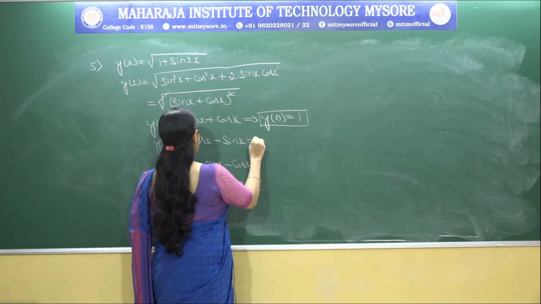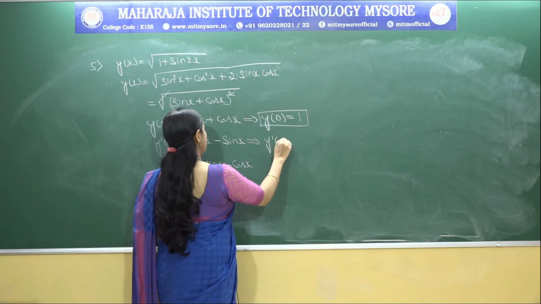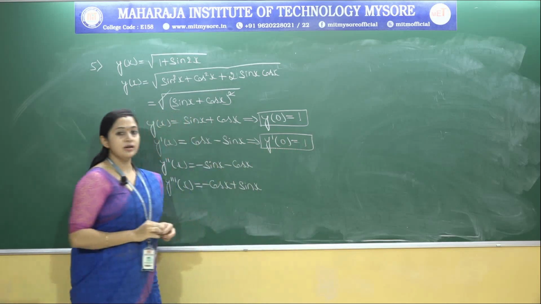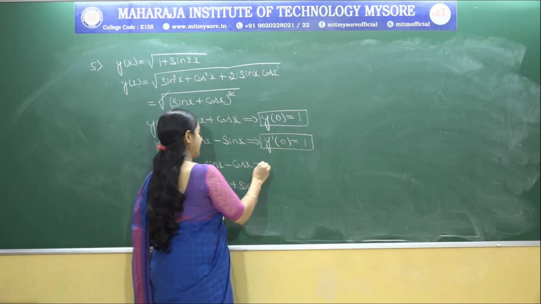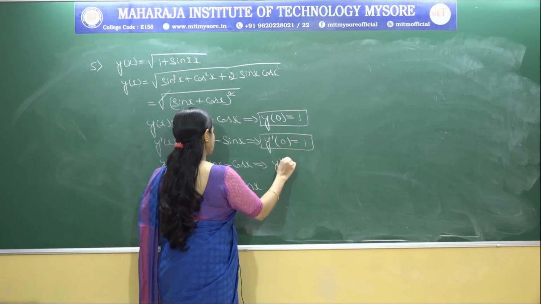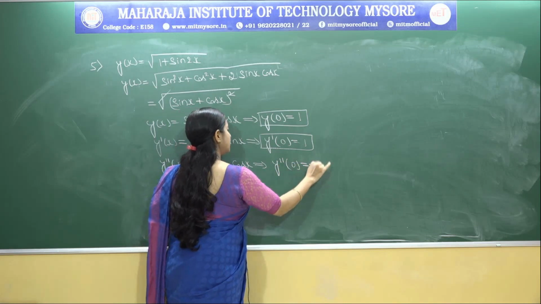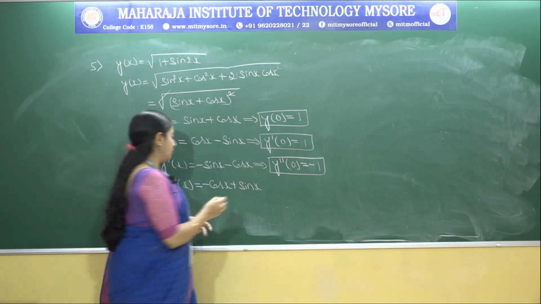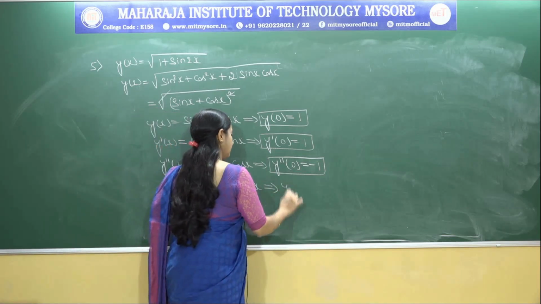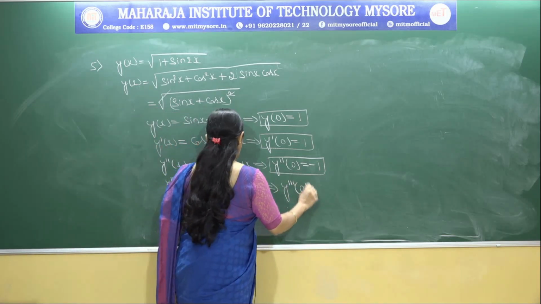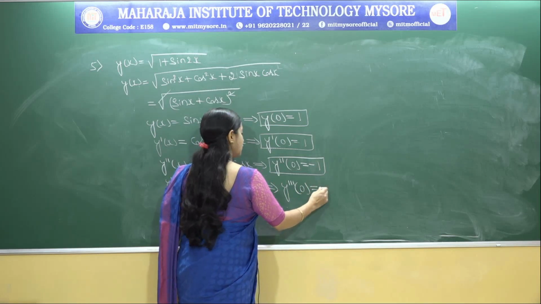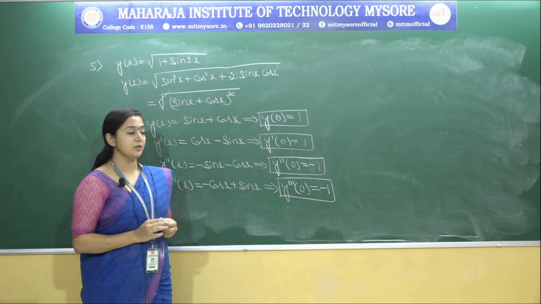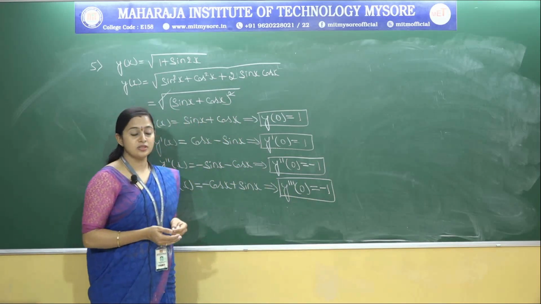Second term, y dash of 0: cos 0 is 1 and sin 0 is 0, so we will get the answer 1. The second derivative, y double dash of 0: sin 0 is 0, cos 0 is minus 1. The third derivative: cos 0 is 1, and since we have the negative sign, we will get minus 1. So you got the 4 terms in a series.